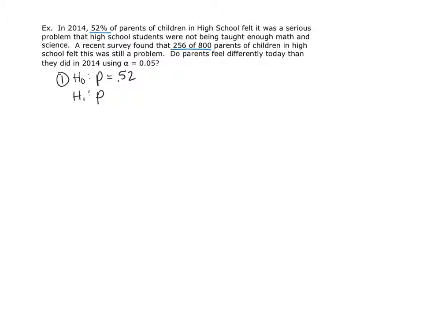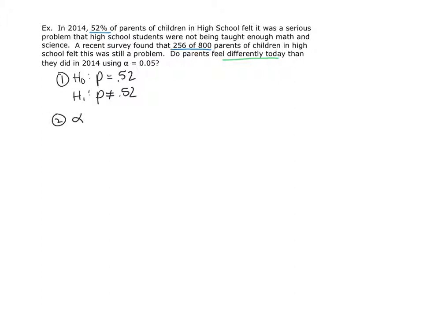And the claim is that we think parents might feel differently today. So our alternative is going to be P does not equal 0.52. Typically, it's very clear if it's a right-tailed test or a left-tailed test because they have to use language such as greater than, less than, more than, fewer than. If that language isn't there, it's typically a two-tailed test.